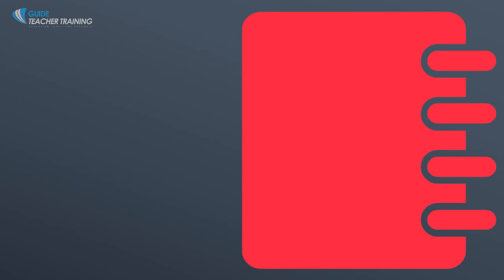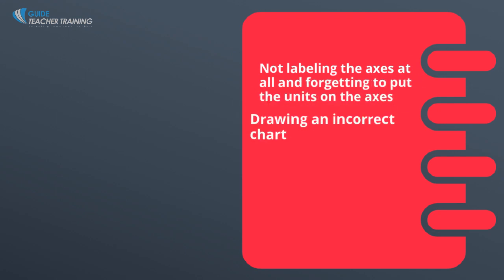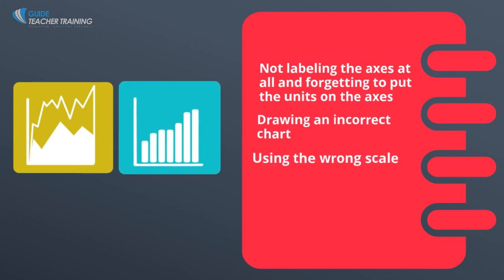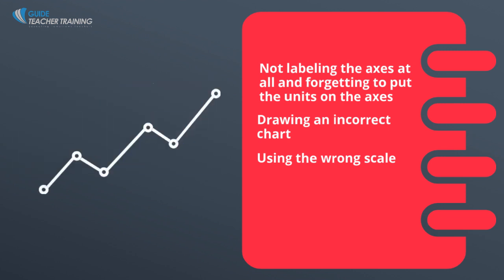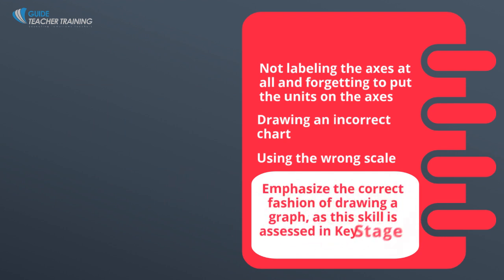Some of the common errors when representing data on graphs include the following: not labelling the axes at all and forgetting to put the units on the axes, drawing an incorrect chart, for example drawing a line graph when it should be a bar chart, or using an incorrect scale, and connecting the points like dot to dot instead of doing a line of best fit. Emphasise the correct fashion of drawing a graph, as this skill is assessed in Key Stage 4 and 5 examinations.